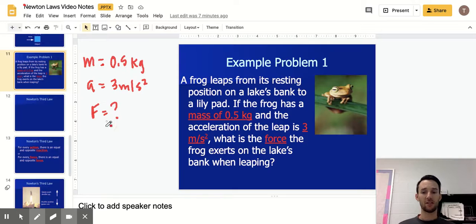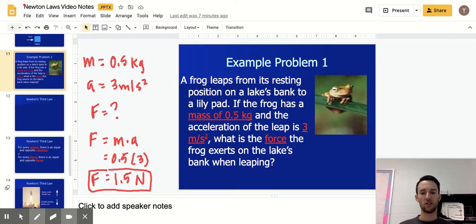So we've written down our givens, we've identified our unknown, okay, and now it's time to write down our formula. F equals m times a. Substitute in, we've got m of 0.5, and we've got an a of 3. Now we solve. 0.5 times 3 is equal to 1.5. And remember, our units are newtons. So we would say that the frog exerts 1.5 newtons of force on the lake's bank.